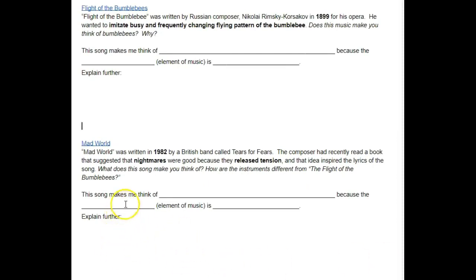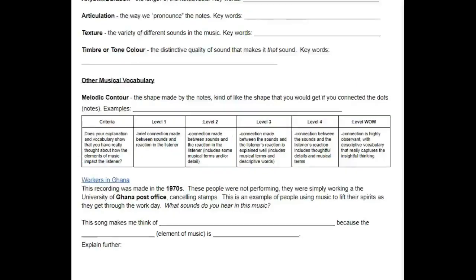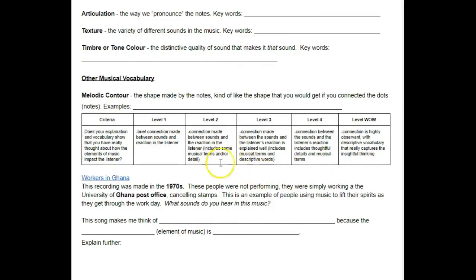And make sure that once you've figured out what element you want here and you've described it, explain how you made this connection. Why did this sound make you think of this? Remember your rubric. To get up to the level 3, you are going to need musical vocabulary and you need to fully explain how that sound made you think of that idea.